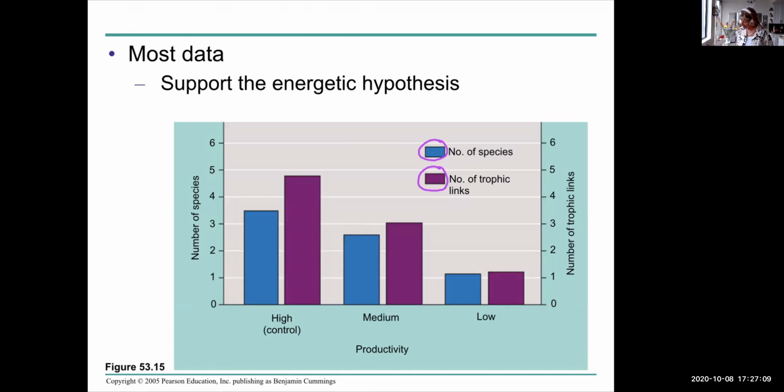So the x-axis is productivity. That means how fast growth is and how productive an environment is. The number of species is here around 3.5, and the number of trophic links is quite long. If you have a lower number of trophic links, you have relatively more species, and with the lowest number of trophic links, you have a lower number of species.